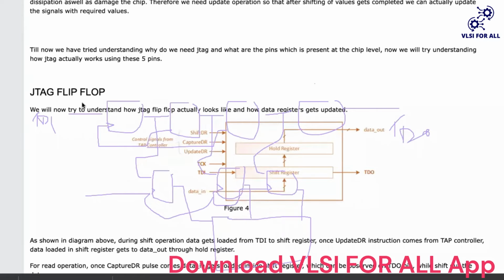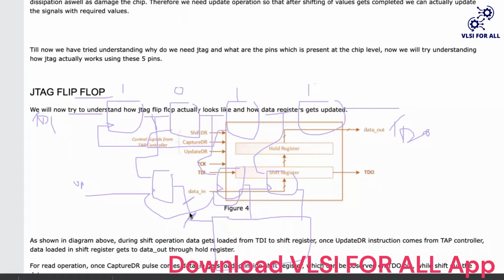So what happens is first you serially shift in the data. Suppose I wanted 0 1 0 1 1. I serially shift in the data, then I will not update while shifting. I will not update this value onto this bus. Once my shift completes, I will pulse the update DR pulse, which is connected to these flops, and only then will this value be reflected over here. Is it clear now?